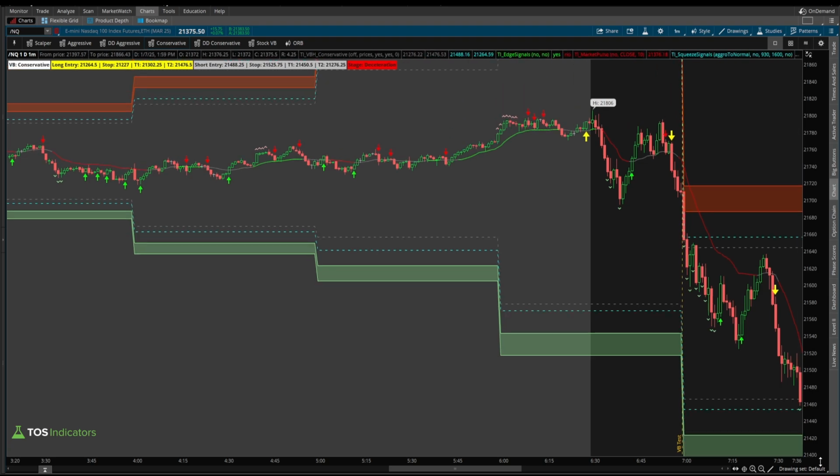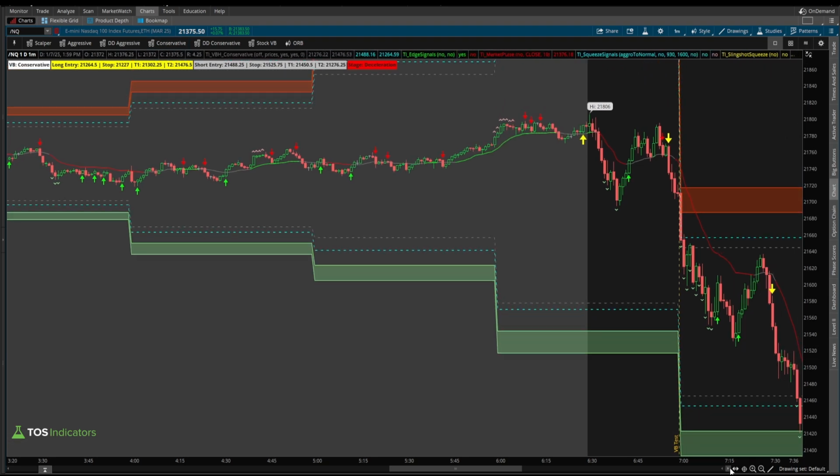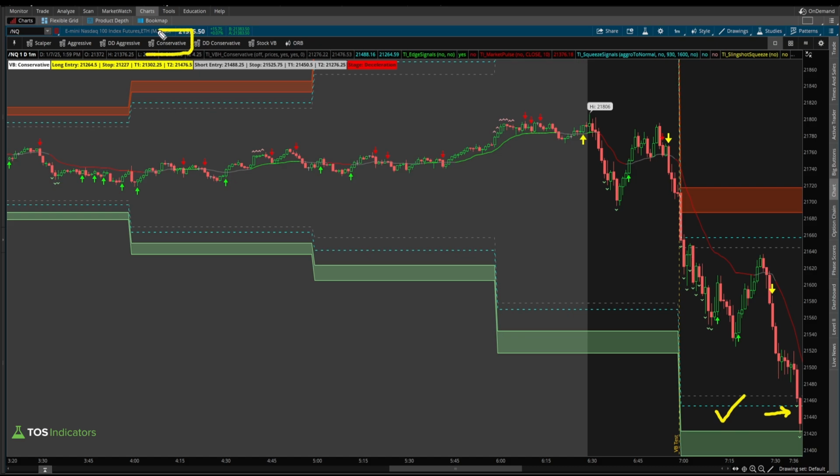So far so good. We haven't yet even breached the cyan line here. Now I come into our next candle and we get the breach. This tells us one more time we have a volatility edge with our conservative volatility box models. And conservative also means that price has fallen a great deal.